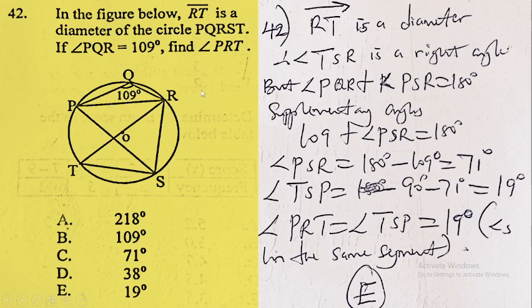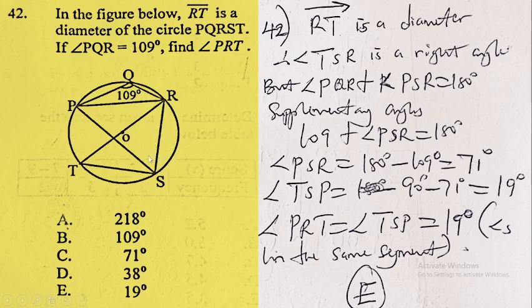We also know that this is a cyclic quadrilateral, because 1, 2, 3, 4 makes this a circle quadrilateral. Opposite interior angles are supplementary in a cyclic quadrilateral. That means angle Q and angle S, angle PSR, add up to 180 degrees. So if this is 109 degrees, we remove it from 180 degrees, and that gives us 71 degrees.